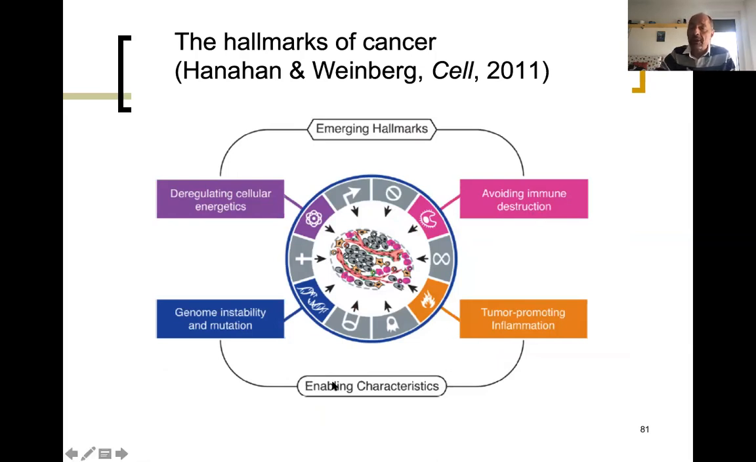Moreover, there are two more enabling characteristics, which are genomic instability and mutation. Cancers are definitely characterized by many mutations. The final cancers are genomically unstable. And tumor-promoting inflammation. This is a key, apparently, for the promotion. So you can have many mutations, a lot of mutations, but if you don't have inflammation, this will not bring to cancer.